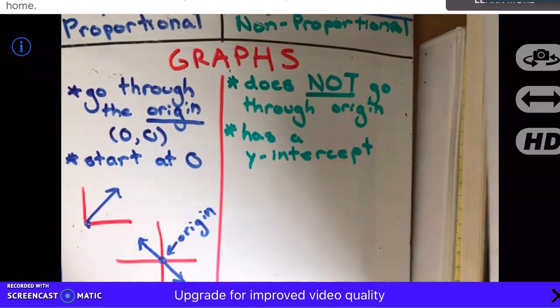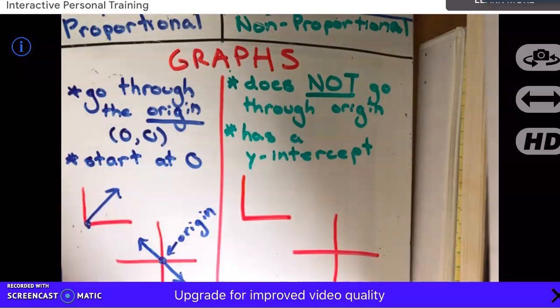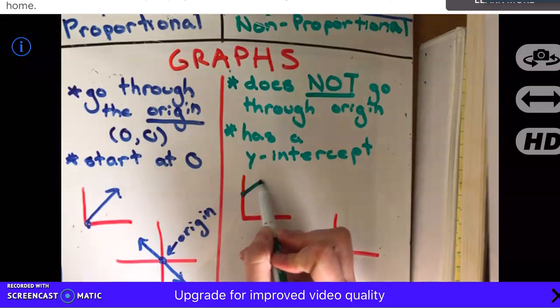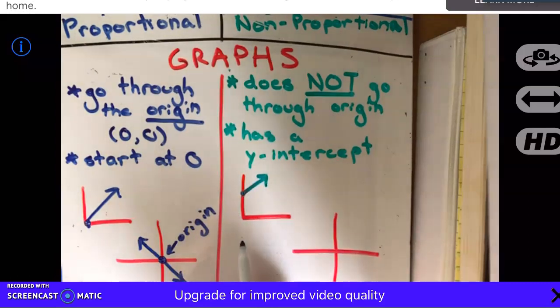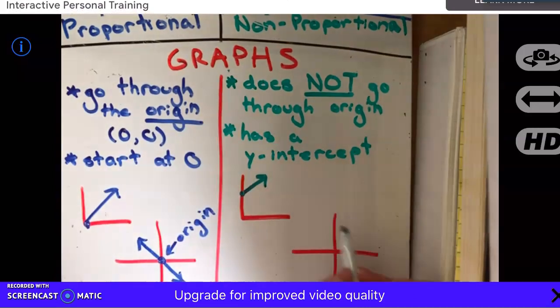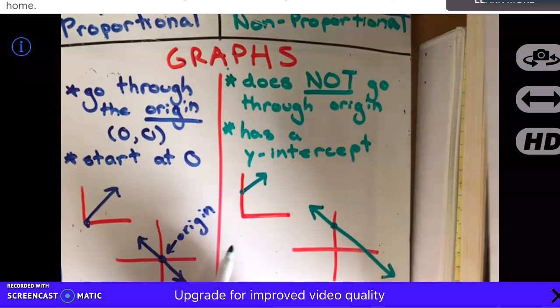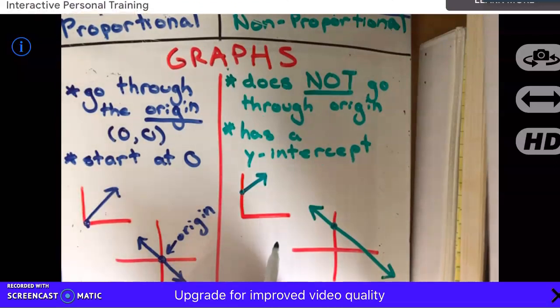So let's look at it like this. Let me give you another 1 quadrant and another 4 quadrant. So our non-proportional graphs would start somewhere up here. You see that? They're not starting at the origin, they're starting on the y-axis. So they are intercepting the y-axis. Think about it like this. Here's another example. See? This is a negative one, and it's non-proportional.